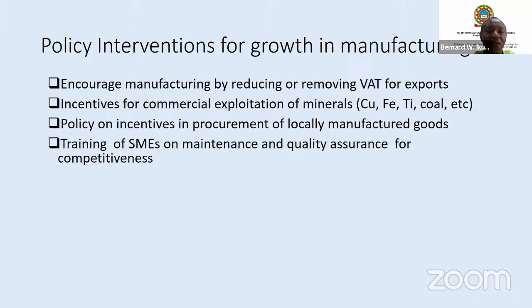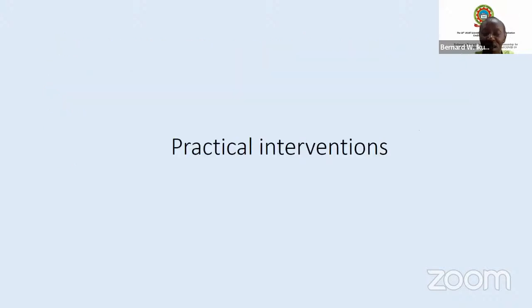What I mentioned is, for example, we now have private sectors who are even manufacturing machineries, even vehicles. Government can come in and place orders for vehicles, so that the private manufacturers can be encouraged and even grow. Then the other element is on training of SMEs. As I mentioned, quality is an issue. They need to continue being trained on maintenance and quality for competitiveness, so that they are able to compete globally. Those are some of the interventions that we propose.